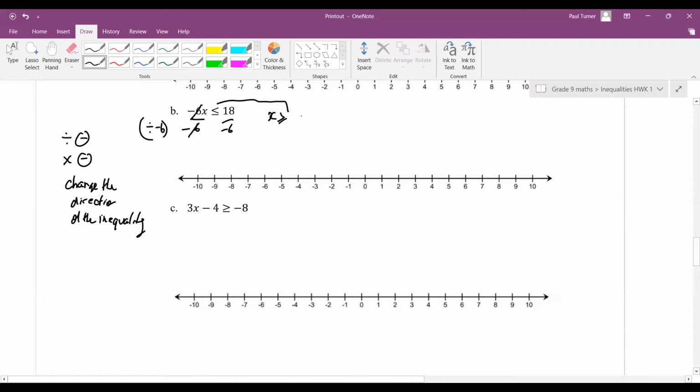And 18 divided by -6 will be -3, like that. So -3 is here, and we include it. And any number greater than -3. Go that way. Let's just tidy that up. So -3, like that.